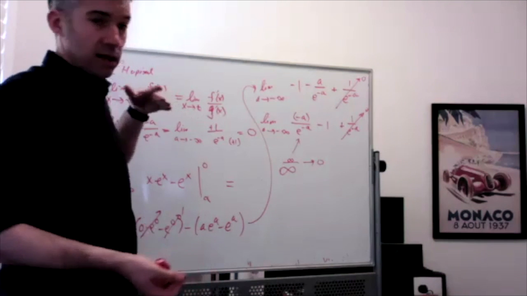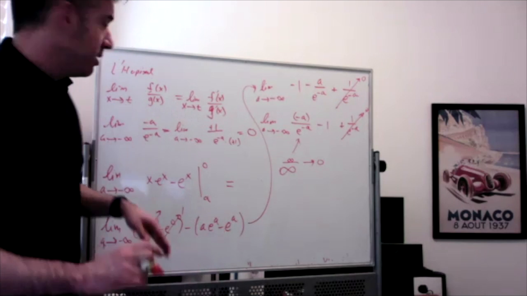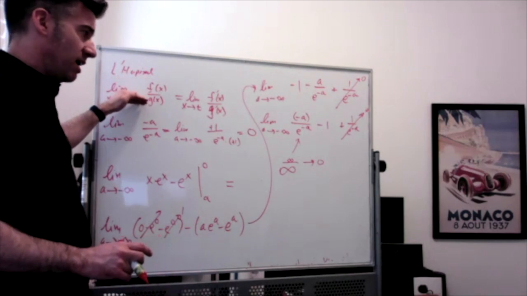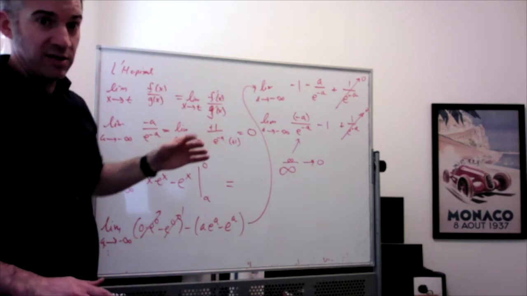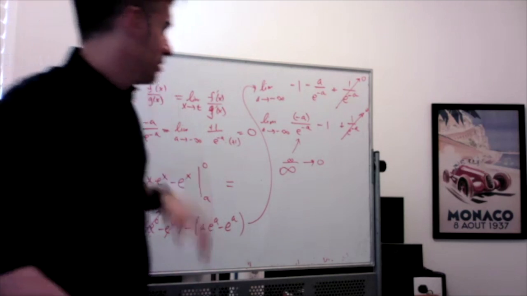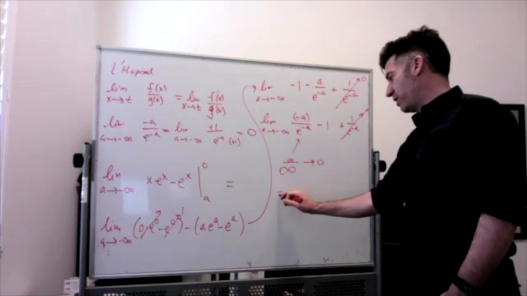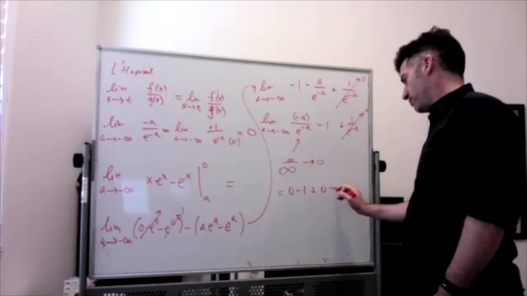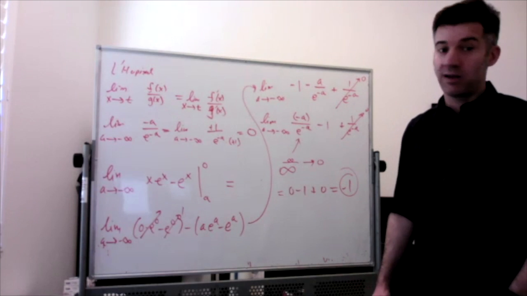L'Hopital's rule is only for limits. If you have a limit that's an infinity over infinity type, like we have here, you take the derivative of the top, the derivative of the bottom, and then take the limit of that. And if you get an answer, that's your answer. So this part's 0, this part's 0, so it's -1, so the whole thing is -1. So this integral converges, and it converges to -1.